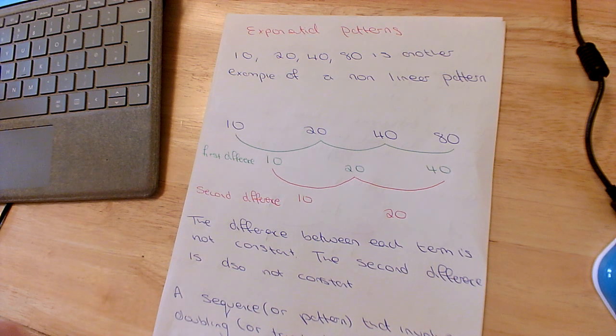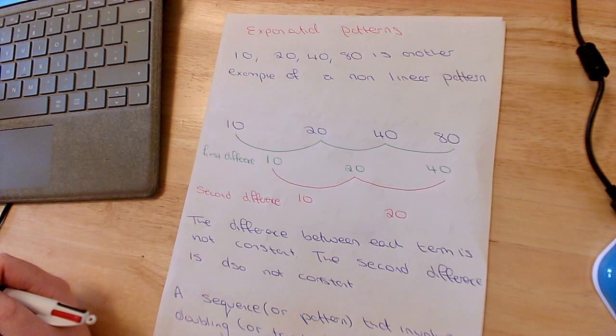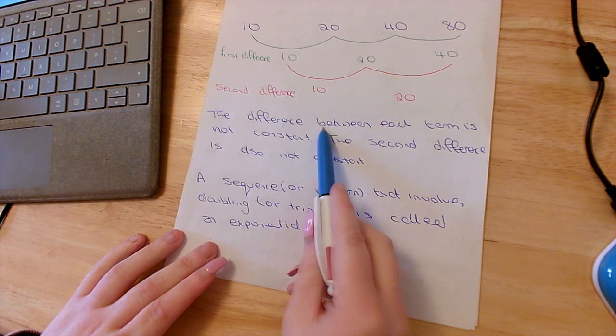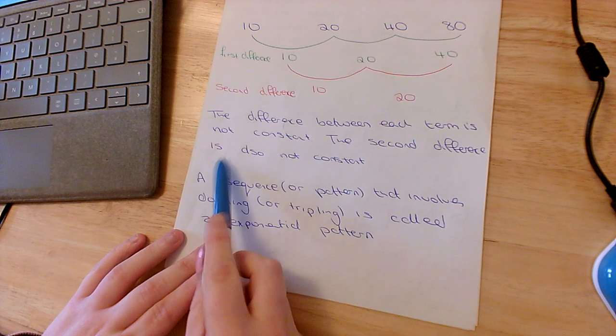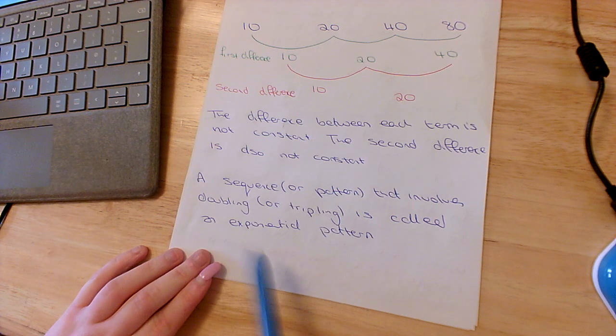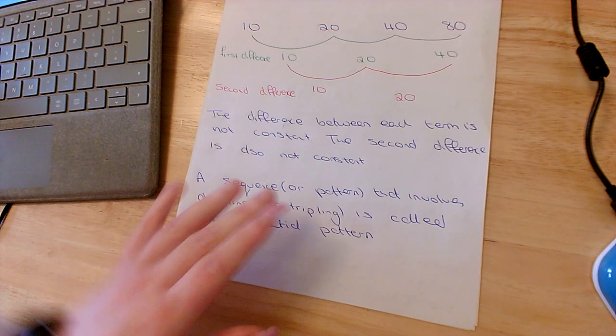There's only three types of patterns that you can have: linear, quadratic, or exponential. So if it's linear, my first difference is the same. If it's quadratic, my second difference is the same. And if your first or second difference are not the same, then it has to be an exponential pattern. The difference between each term is not constant, and the second difference is also not constant. So a sequence or pattern that involves doubling or tripling is called an exponential pattern. If you were to graph an exponential pattern, girls, it would look like a Nike tick. It would be growing very, very fast and suddenly.